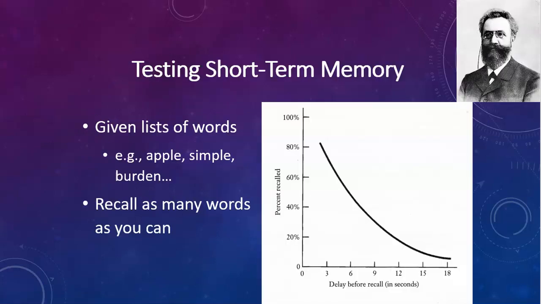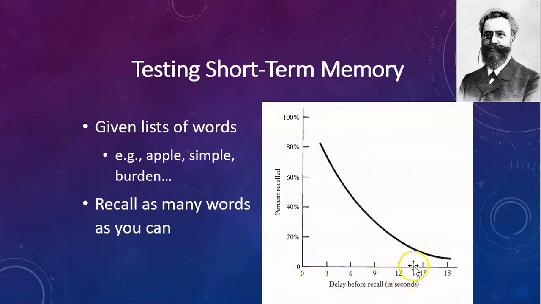So how do we test short-term memory? Let's talk about one of the very first studies. This curve was created by Ebbinghaus, and he really studied the act of forgetting. What he would do was give people a list of words, a very long list, and then ask them to recall as many of those words as they can. And you can see here how you kind of forget things.